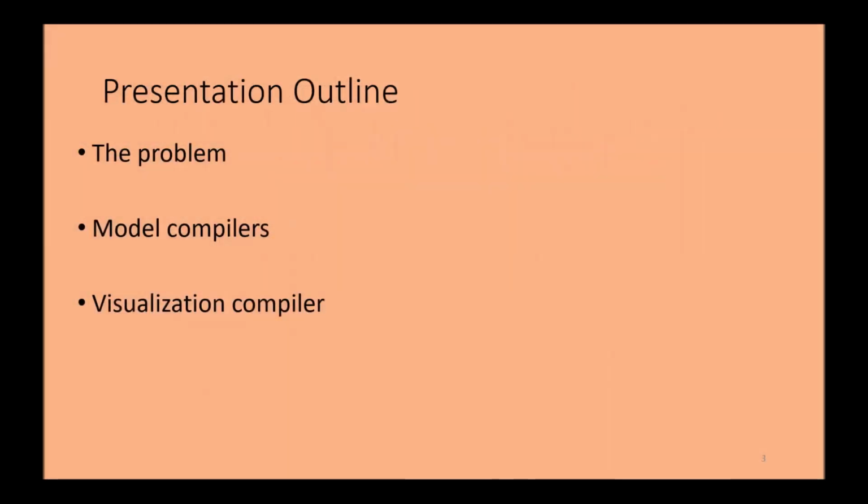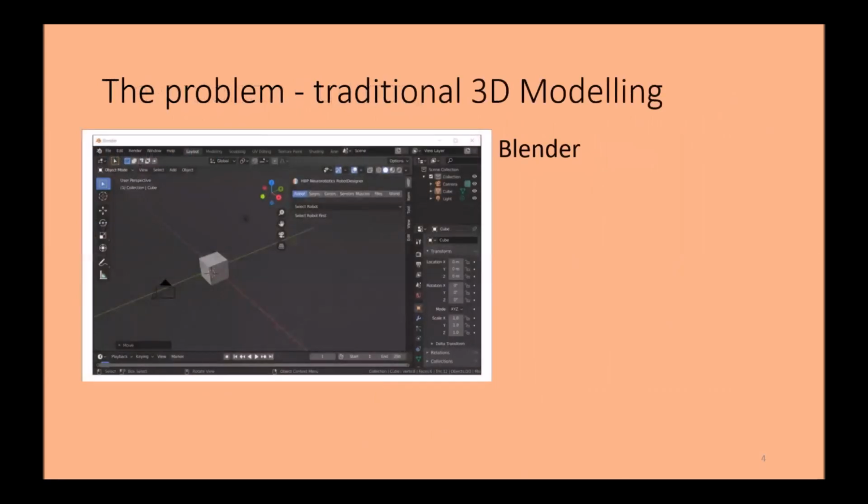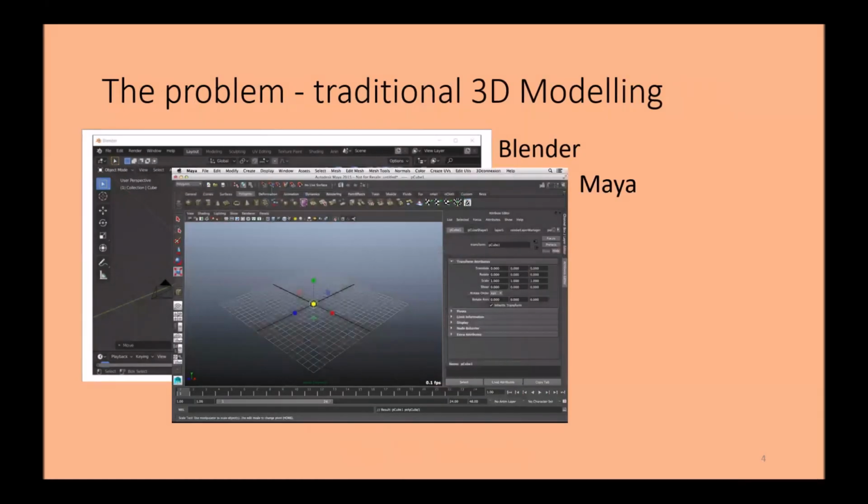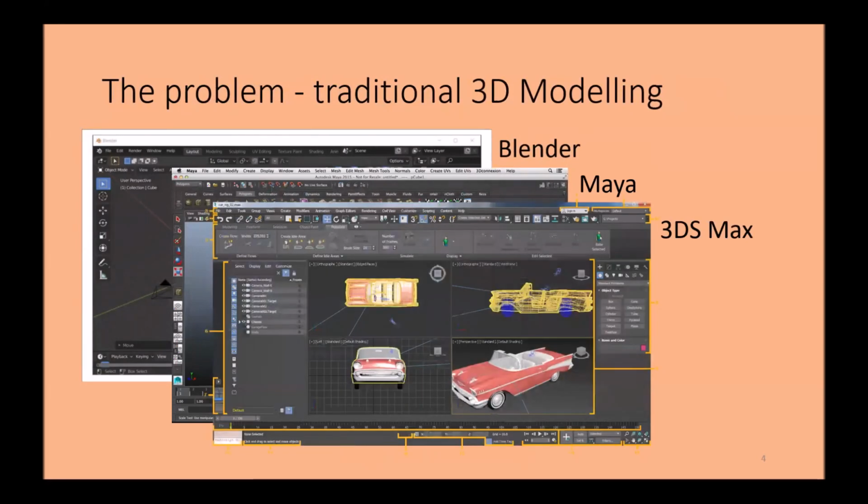In this presentation, I'll start with a problem our compilers are trying to solve. Then I'll show you our solutions. 3D modelling is a very important activity. It is used in science, engineering, movies, games, and so on. Traditional 3D modelling employs increasingly complex tools that produce marvellous models.